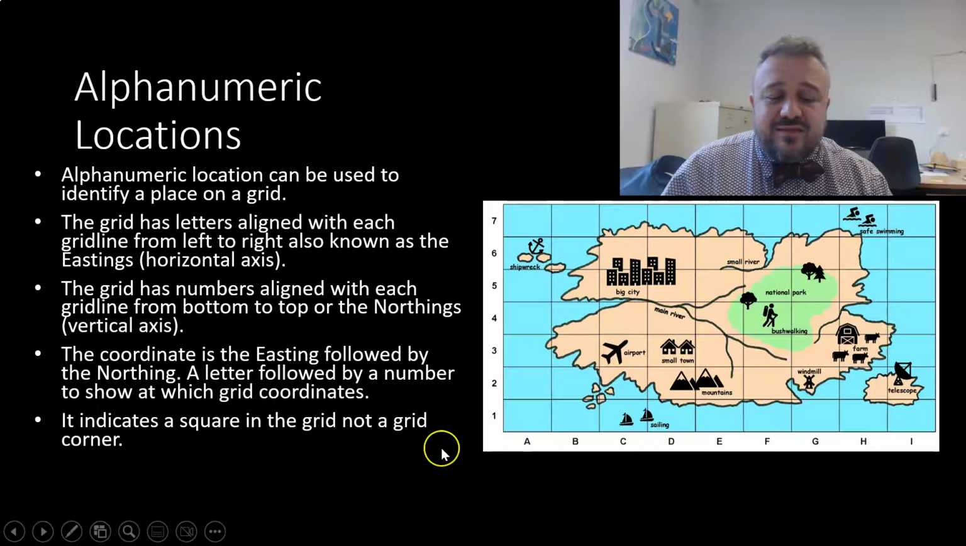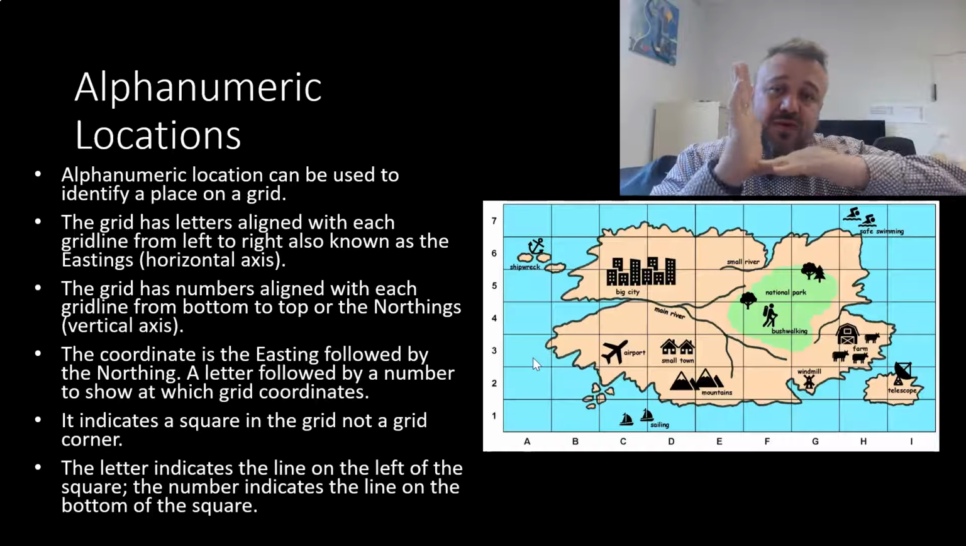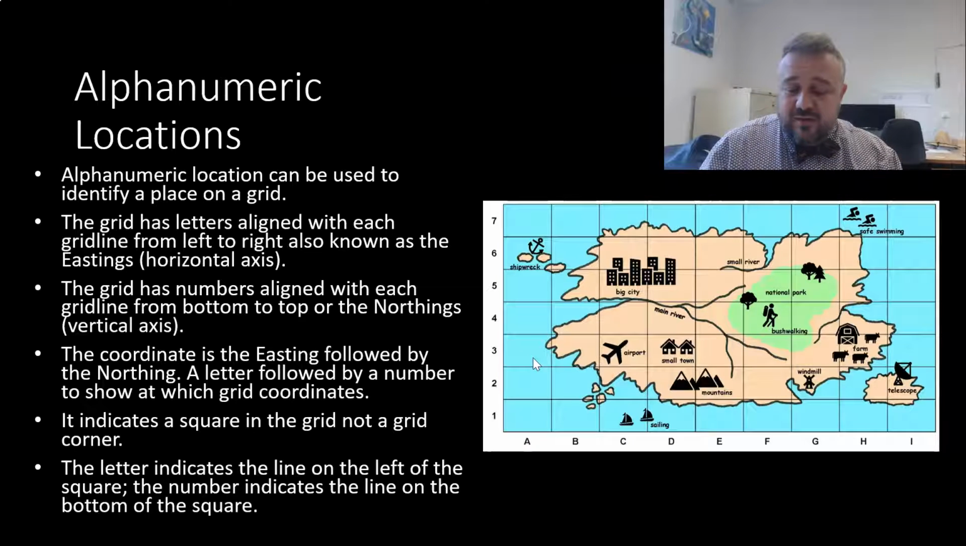Now, it indicates the square, not the grid line itself. So not the grid corner. So for example, A, and that A could be here or it could be in the middle. A6 is where the shipwreck is, but it doesn't refer to this corner or that corner, which would be really wrong. It refers to the square in particular. And the letter itself indicates the line on the left of the square, and the number indicates the line on the bottom, and those are your go-tos.